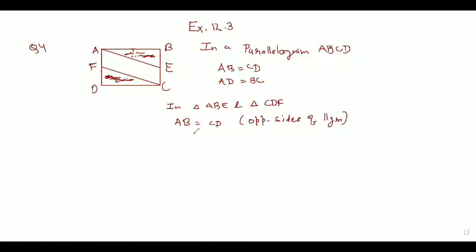In the same way, angle B equal to angle D. Why? Because these are the opposite angles of the parallelogram. So opposite angles of a parallelogram are always equal. And BE equal to FD. Why BE equal to FD? Because E and F are the midpoints, which have been given to us.